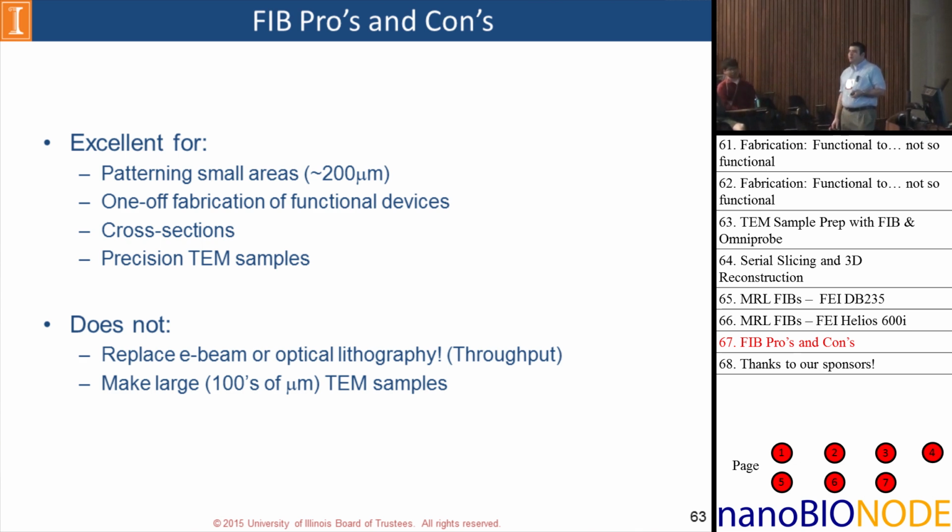So occasionally I get that request, make me a 500 micron TEM sample, and I go, no. You can try that, have a good time. So if you want small, locally precise, that's what a FIB is good for. Think of it like a scalpel, and that's what it will do for you.